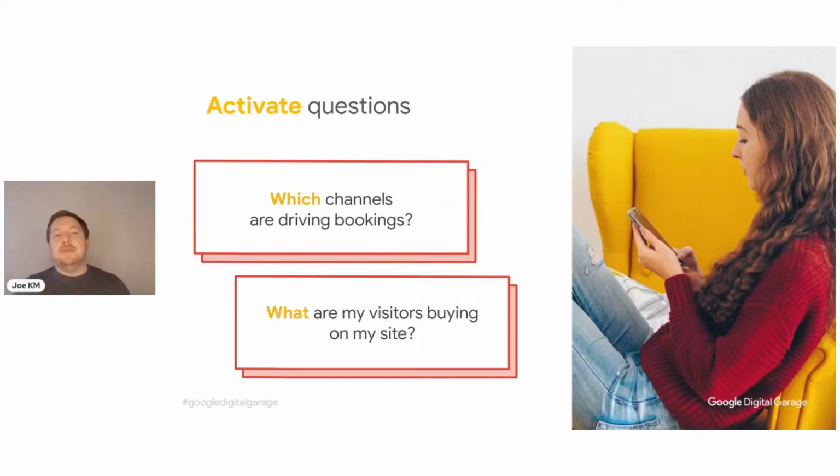Next, we're having a look at some activate questions. Which channels are driving bookings? Or it could be sales, or it could be leads, depending what your business is. But when we're thinking about that, we have to think, well, who are my customers? What are they buying on my site is basically the more broken down question to that. What actions are they taking on my site? Are they looking to contact me via the phone, via email? Are they clicking on the form? All of these are options of things that you can look at.